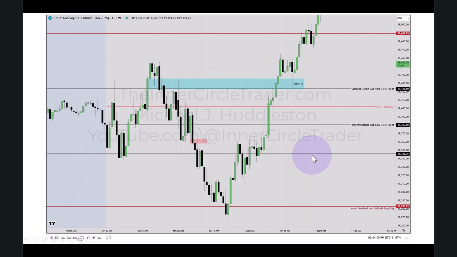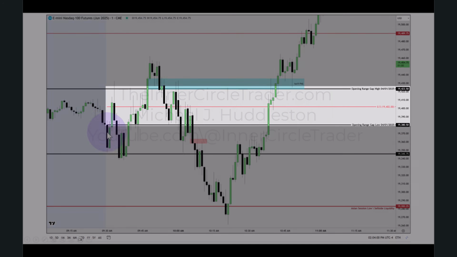So let's go into the 1 minute chart. You can see here at 9:30, electronic trading hours shifts to regular trading hours. And then we had the opening price there. So that is the opening range gap low. And the opening range gap high is the previous settlement price at 4:14 p.m. Eastern Standard Time on a 1 minute chart. And then that's your opening range gap.